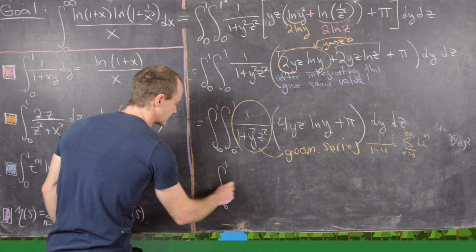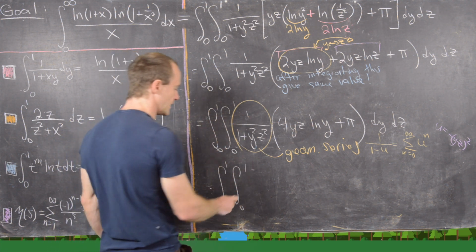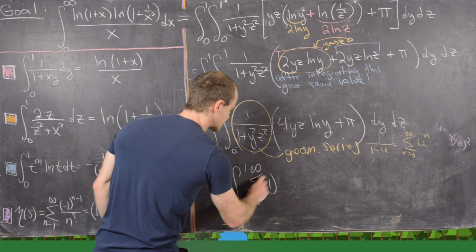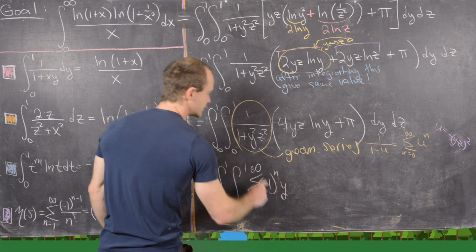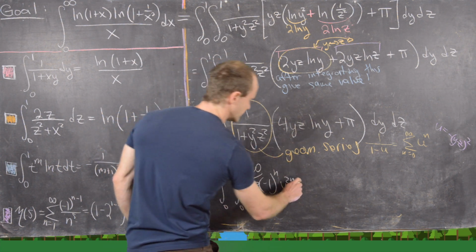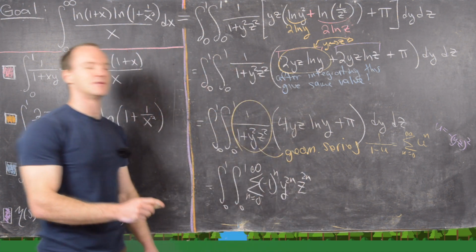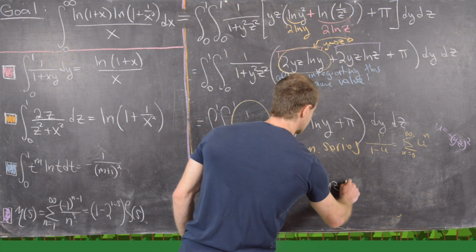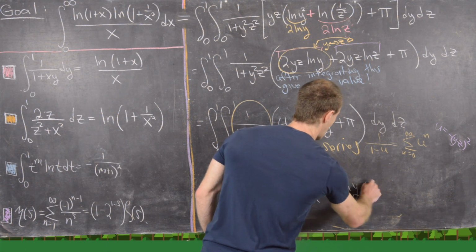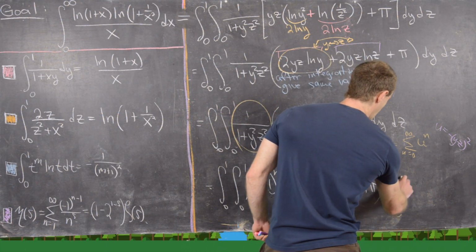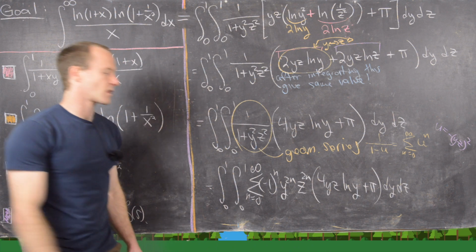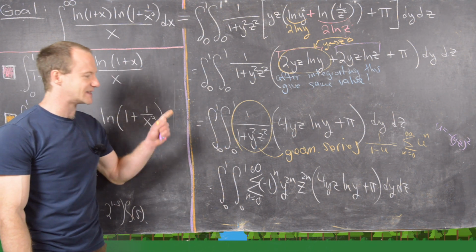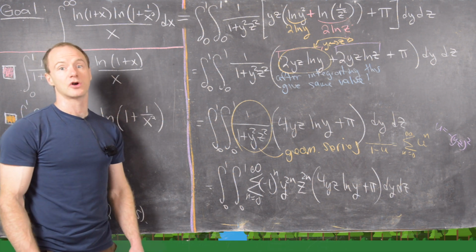That's going to give us the integral from 0 to 1, the integral from 0 to 1 of the sum n equals 0 to infinity of minus 1 to the n, y squared to the n, in other words, y to the 2n, z to the 2n for the same reason. And then this is multiplied by 4yz natural log of y plus pi, and then we have dy dz. Okay, so the next thing I'll do is I'll bring that to the top, do a very, very slight simplification along the way, and then we'll go off to the next step.